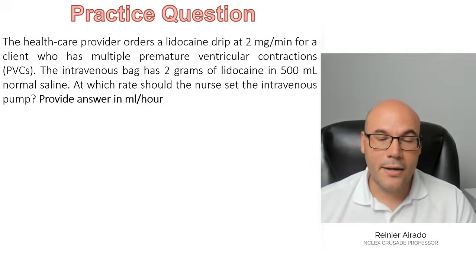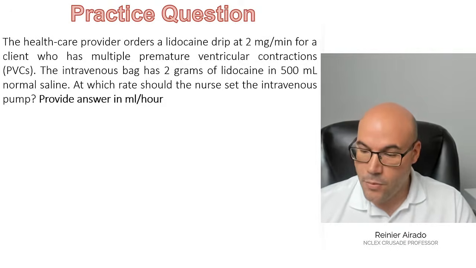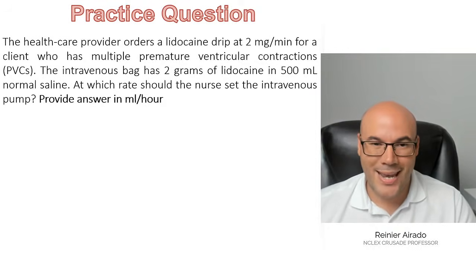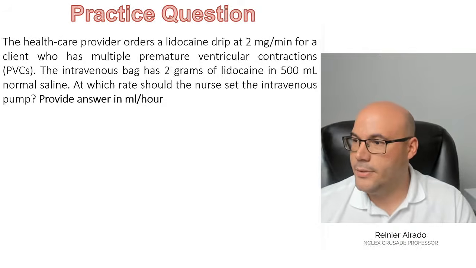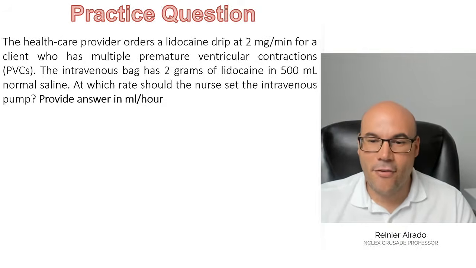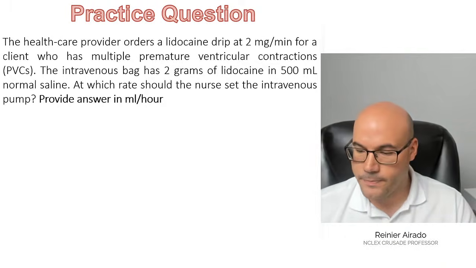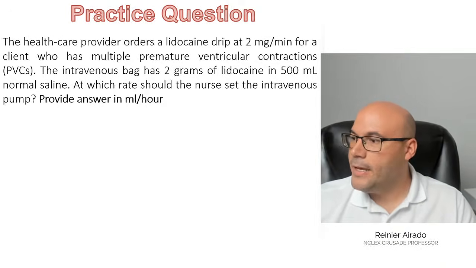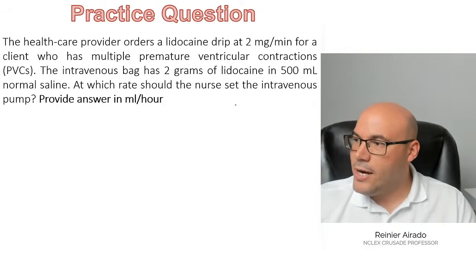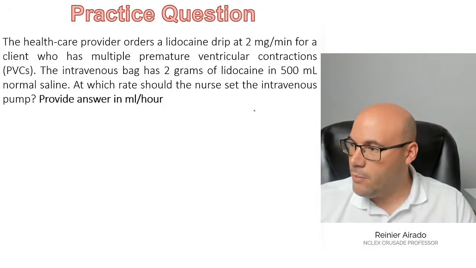So let's begin with the first step. What is the first step? The first step is to collect information. Let's find the fractions that we will be using in the equation. Okay? The first one is lidocaine drip, 2 milligrams per minute. So I'm going to put 2 milligrams over minute.